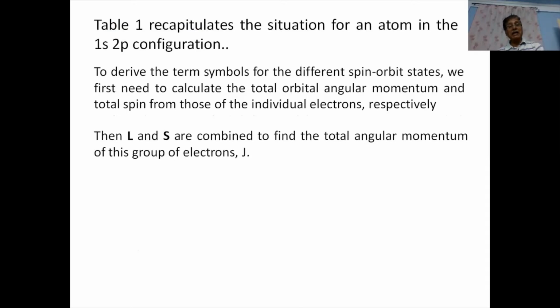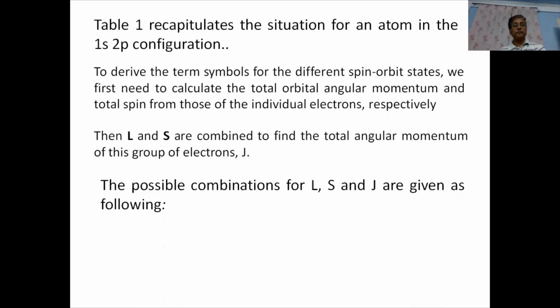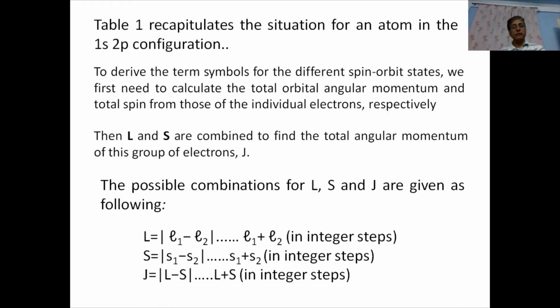Then L and S, capital L and capital S, are combined to find the total angular momentum of this group of electrons, that is capital J. The possible combinations of L, S and J will be given as following, that will be applied in the table.